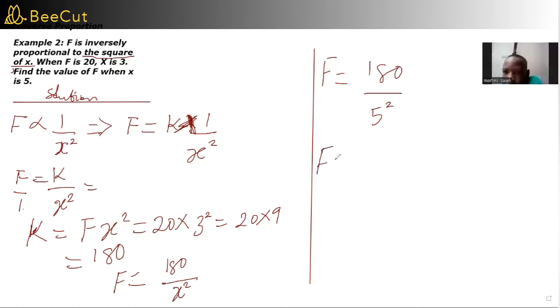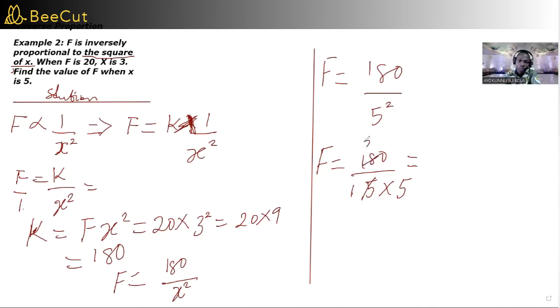It's going to be f equals 180 over 5 squared. What's the square of 5? That's 25. Square of 5, 25. Then I can cut it down and say 5 here, 1, and 5 into 180 is 36.